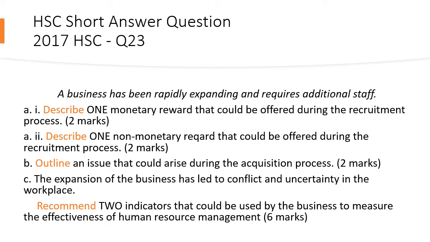Recommend 2 indicators that could be used by the business to measure the effectiveness of human resource management. So that's your 6 marker. So 3 marks would go to 1 indicator, 3 marks would go to the other. And we'll have a look at some of the answers for that 6 marker.